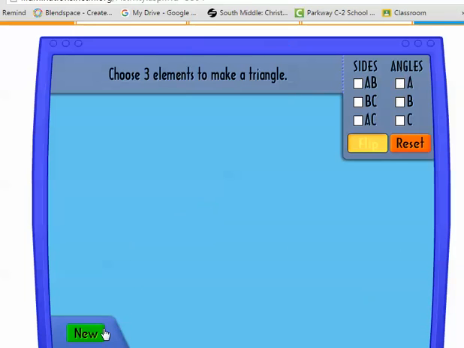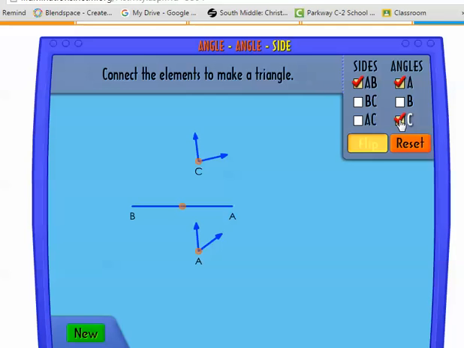The next combination is side, angle, angle. Now in this case, you notice the side is not in between the two angles. So we can choose side AB. We can choose one of the angles, either angle A or angle B, and I'll just take angle A in this case. But then we're going to choose angle C. It's not on the other end of that segment.